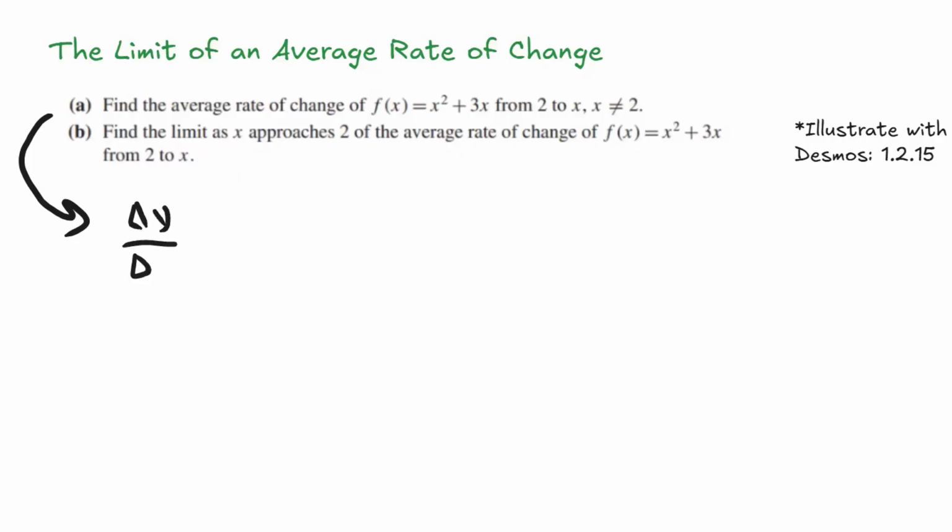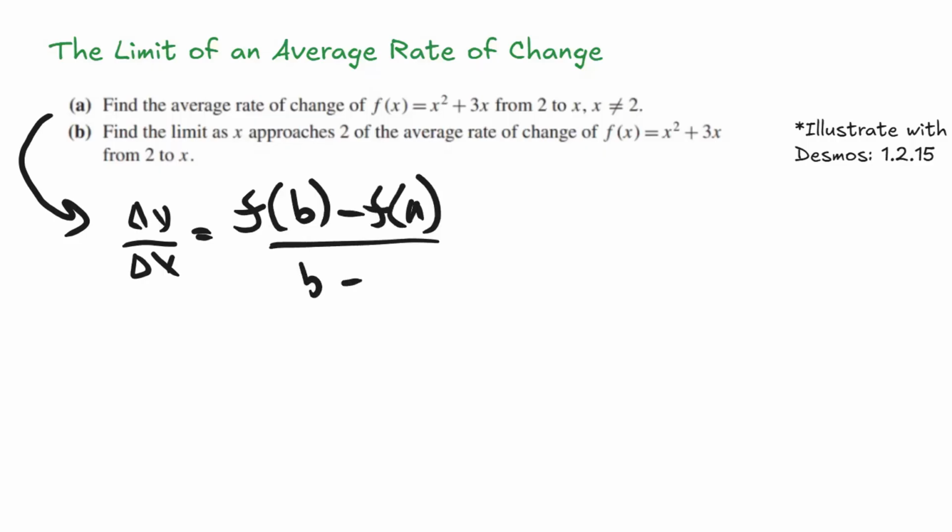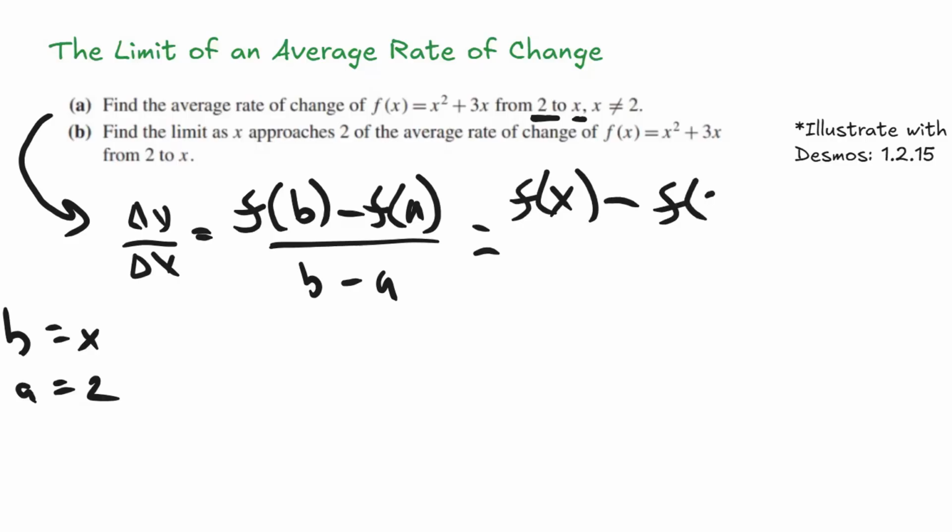So generally speaking, if I want to find the average rate of change, that is equivalent to change in y over change in x, which in terms of function notation is f of b minus f of a all over b minus a. That's kind of like your y2 minus y1 over x2 minus x1. Well, in this case, b is equal to x and a is equal to 2 because it says I want to go from 2 to x. So what I'm going to do is write f of x minus f of 2 all over x minus 2.